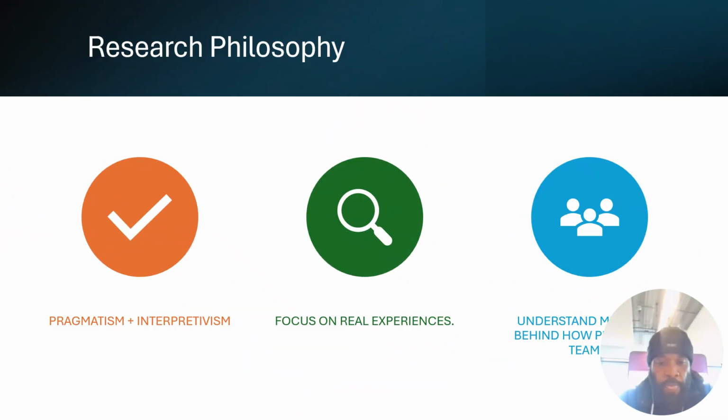For our research philosophy, we are adopting the pragmatism and interpretivism philosophy. The reason being that we want to understand real life experiences of persons who have used Microsoft Teams for their daily activities. We want to understand their experiences, and we'll build on that to come up with something very tangible. This will also help us to understand human behaviors, communication, and teamwork. And this approach is best suited to pragmatism and interpretivism.